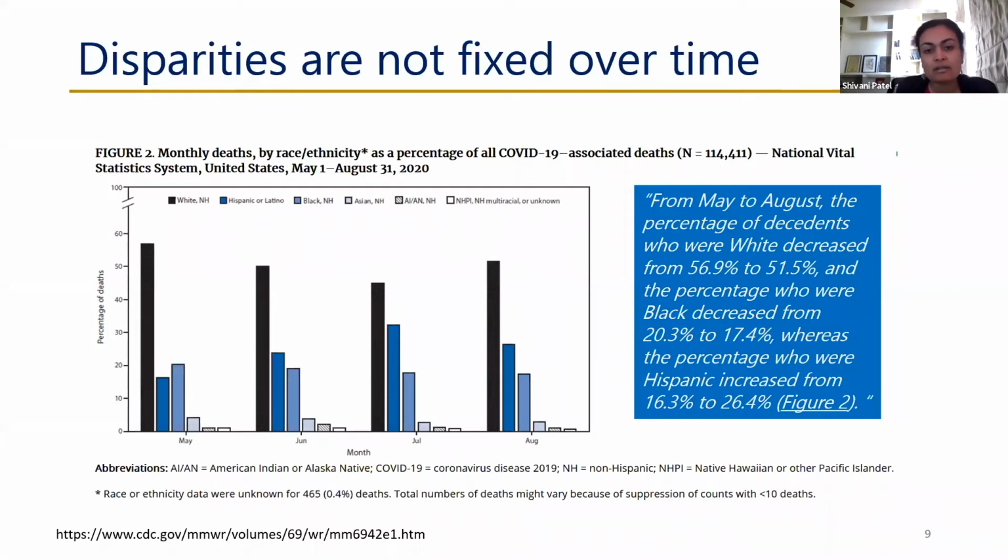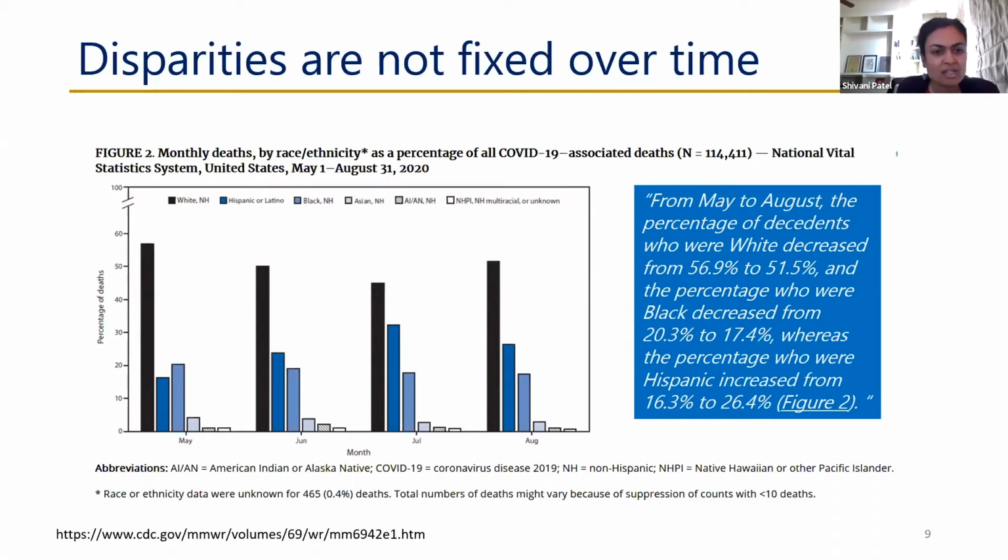And they conclude that, from May to August, the percentage of decedents who are white decreased from 56% to 51%, and the percentage who are Black decreased from 20% to 17%, whereas the percentage who are Hispanic increased from 16% to 26%. I'm not sure if you can actually see the legend, so I'm going to talk it out for you. The black bars are non-Hispanic white patients, the first blue bar are Hispanic patients, and the second blue bar are Black patients.